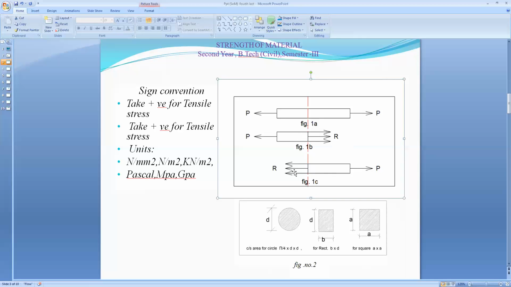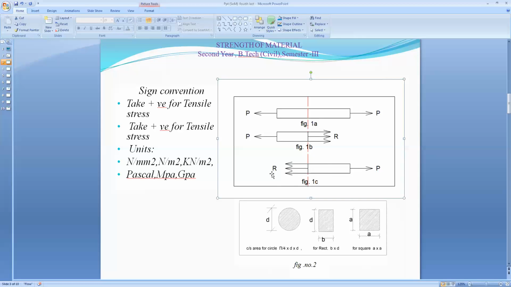Such a concept we can also see when we cut the body and take the leftward side of the section. Let us refer to figure number 1C. Here we can see that capital R, the internal resistive force, acts against the external applied force capital P, and R should be considered in terms of intensity also.